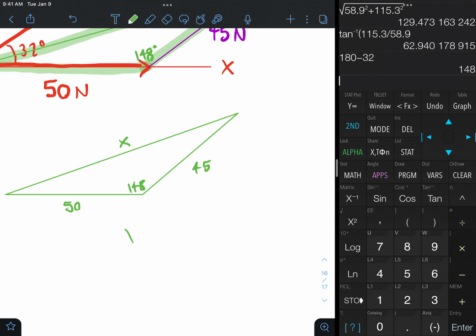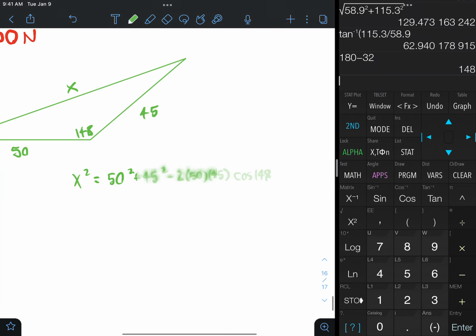So as far as law of cosine, this would look like this right here, 50 squared plus 45 squared minus 2 times 50 times 45 cosine of 148. Let me see here. I think I got this. Oh no, I don't have this written down. Okay. And then you would square root that whole thing. So I'm going to go ahead and do that.